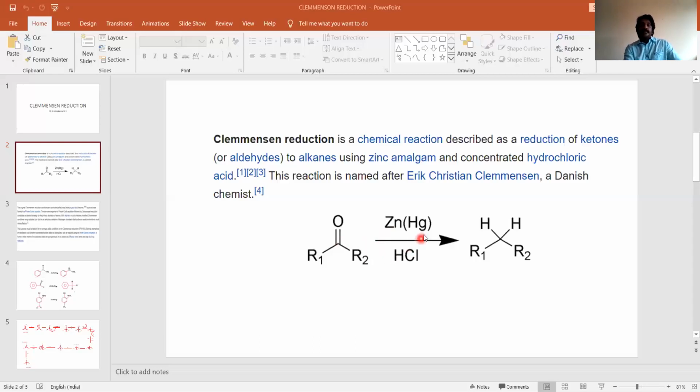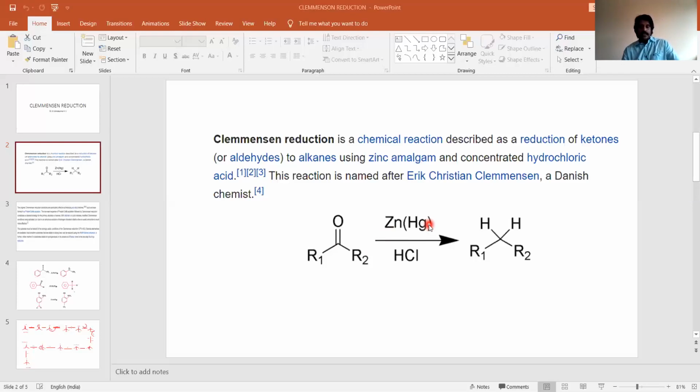Then what is the purpose of this Hg? Usually we call this zinc amalgam. Amalgam in the sense it is a metal alloy of mercury. Mercury can form metal alloys with many metals, for example, sodium. Then it comes like sodium amalgam. When it comes to zinc, then it is known as zinc amalgam. So here we are using zinc amalgam.